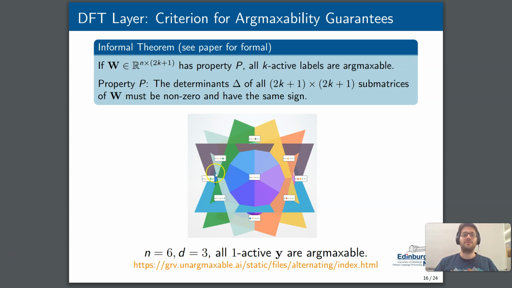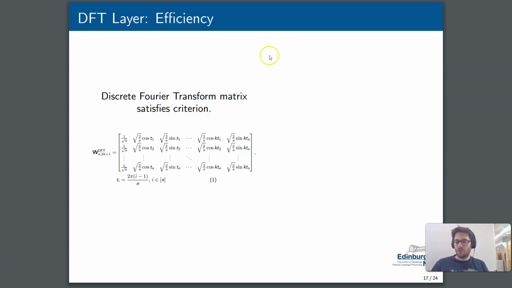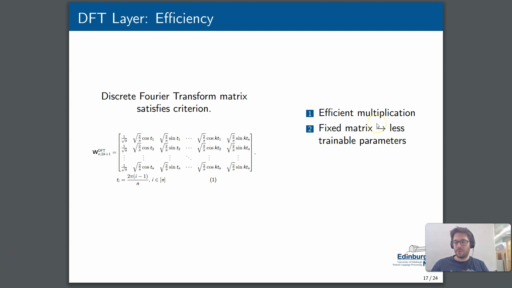indeed argmaxable. Okay, so what's another beautiful fact is that the discrete Fourier transform matrix does actually belong to this family. This is great because we get efficient matrix multiplication if we fix W to be this matrix. We have a fixed matrix, so we have less trainable parameters. And because we know the matrix, we can actually change the layer before this output layer in a way that we can speed up training. Check the paper for more details on how we do this.